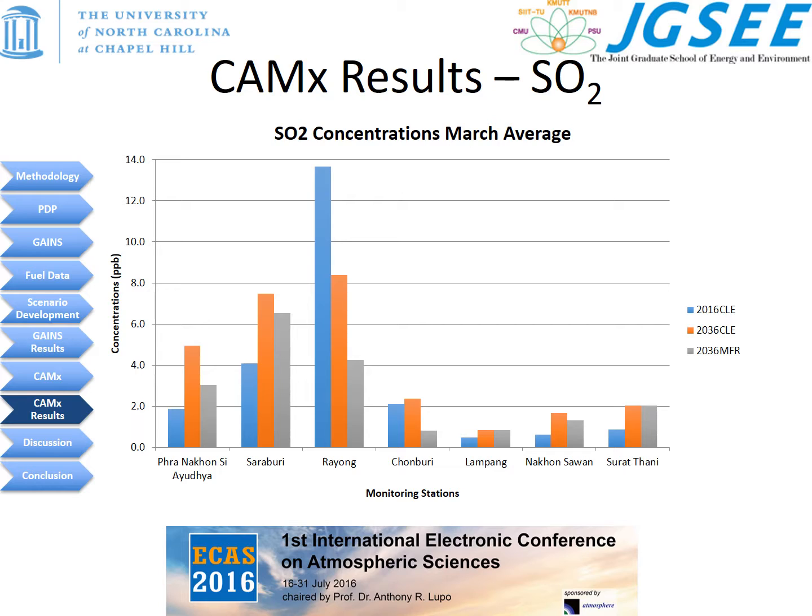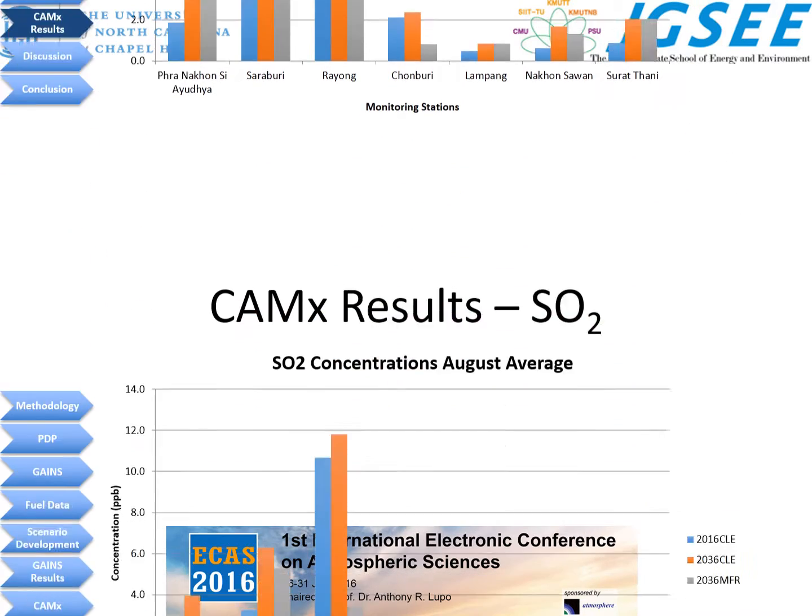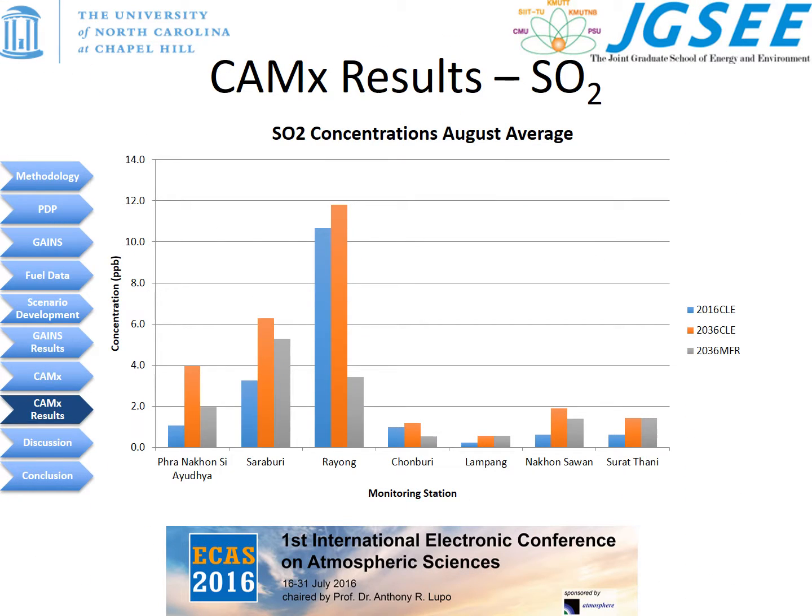In 2019, a large coal power plant will be installed near Krabi. In the following 6 years, 2 more 1,000 megawatt coal plants will open in the Trang and Songkhla provinces. The difference between emissions in the 2036 CLE scenario was greater by a factor of 8. It doesn't make sense for there to be no apparent difference between the two scenarios. We'll discuss this in further slides. As in March, we saw the same trends except that the Rayong 2016 CLE concentrations were below the Rayong 2036 CLE concentrations.